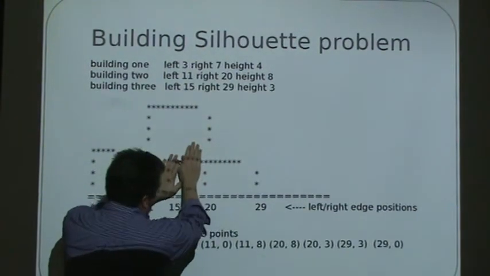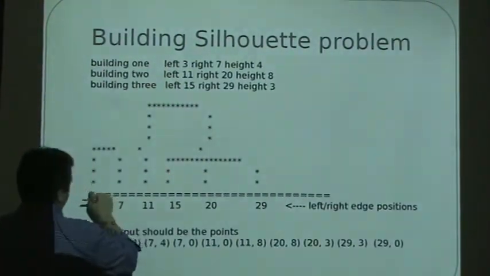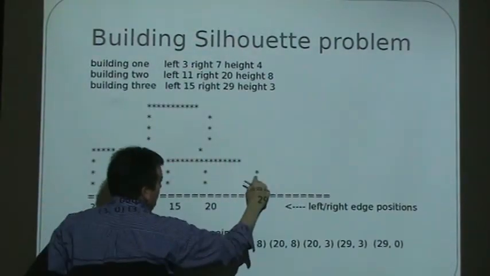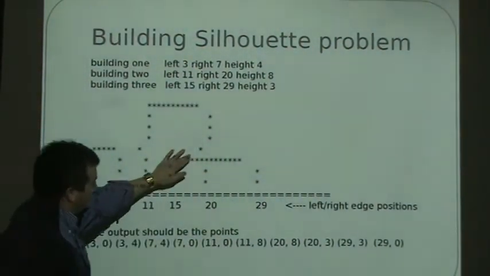So basically you wouldn't draw this part. You would just draw this part and this part. You draw that, and you leave out the stuff that's in red.